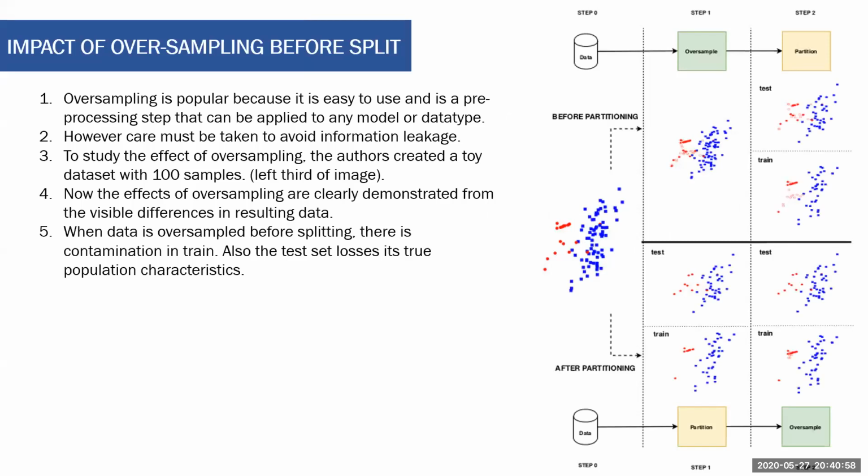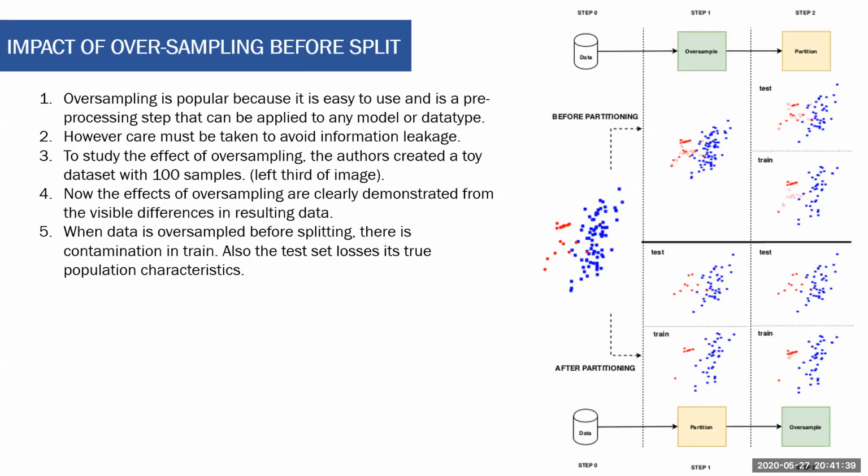So this image shows a toy data set, and it will give you a good idea of what happens if you do oversampling, which is basically increasing the number of samples of the smaller classes. Red here is fewer in number than blue. If you do oversampling before partitioning the data, which is the top half of the image, you'll notice that you have increased the number of red samples. These are just the red-lined transparent samples, the red circles.